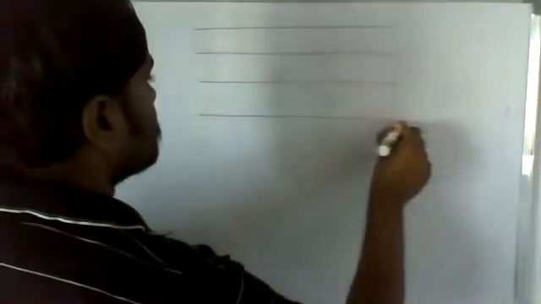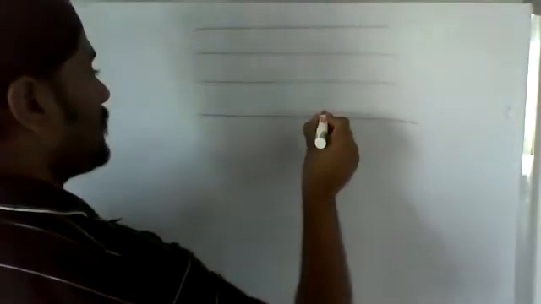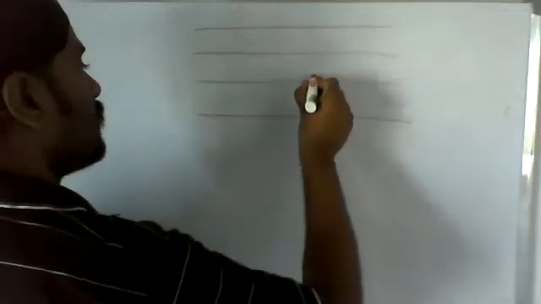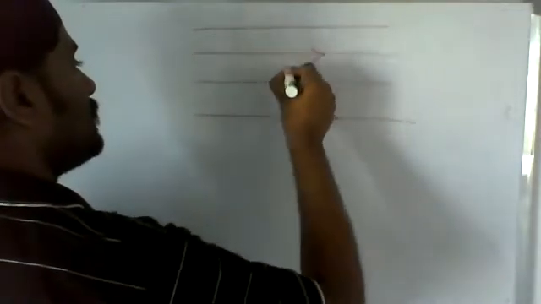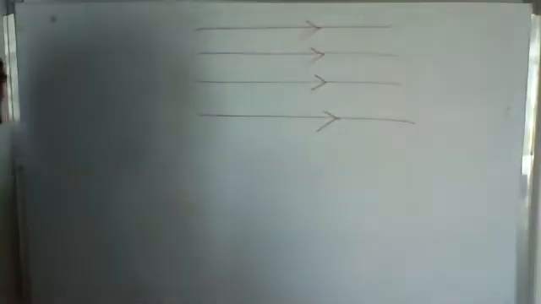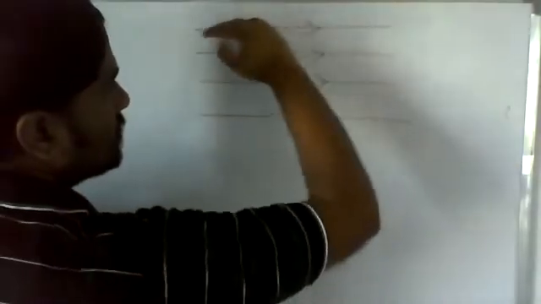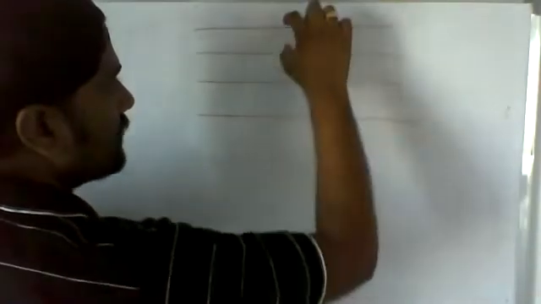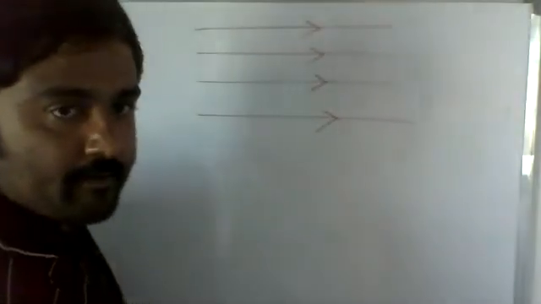First, let us consider a uniform electric field. In a uniform electric field, the field lines are straight, parallel, and equidistant. What is this? Uniform electric field.